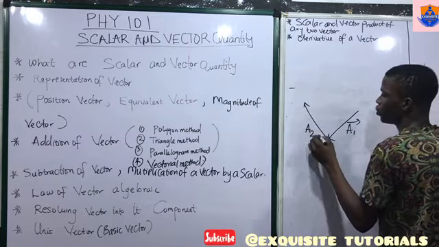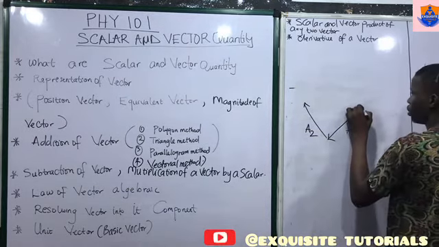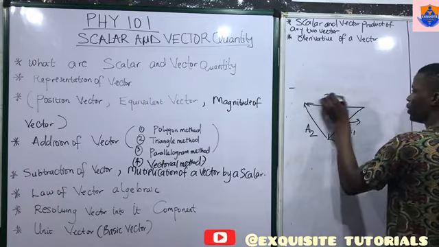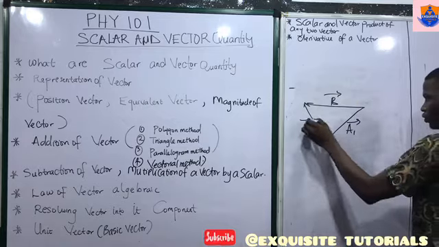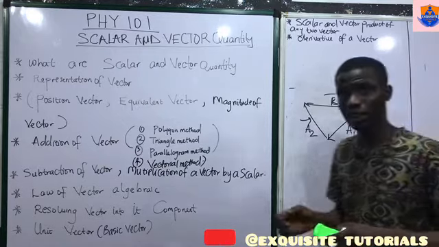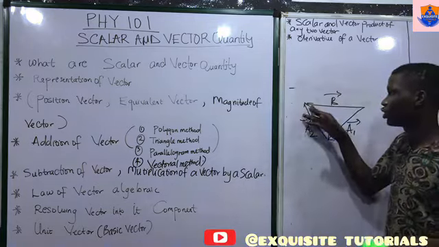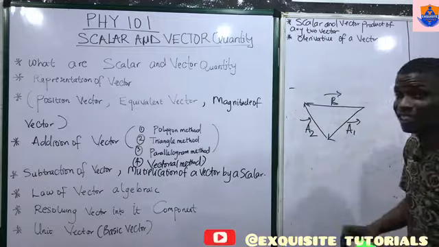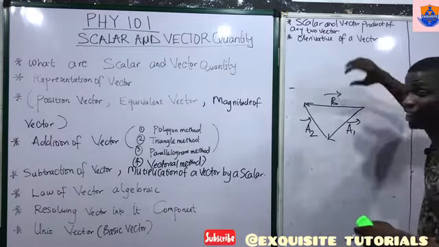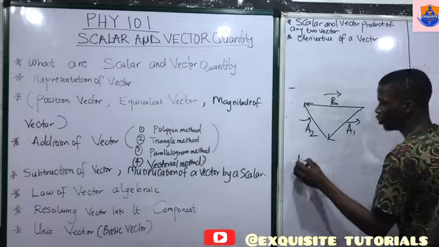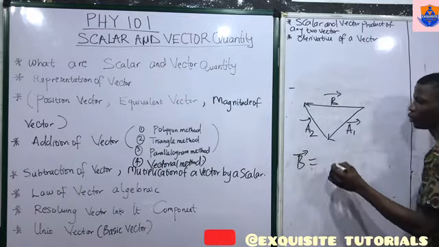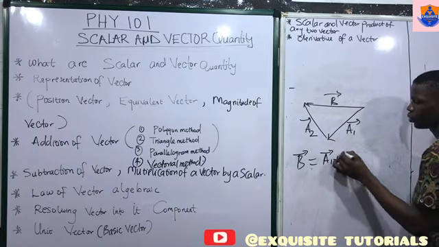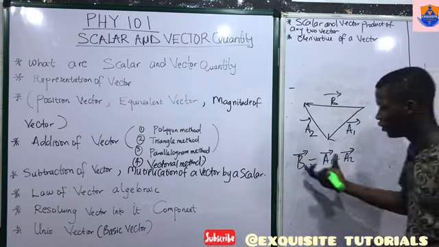Let's call this one a2. Then the tail of this one touches the head of this one. This is our B. So I told you that the resultant vector, the head of it touches the head of the last vector, and the tail of it touches the tail of the initial vector. So our resultant vector B is equal to our A1 plus our A2, these two vectors. This is the value for our resultant vector.